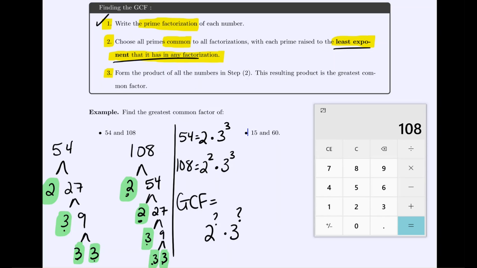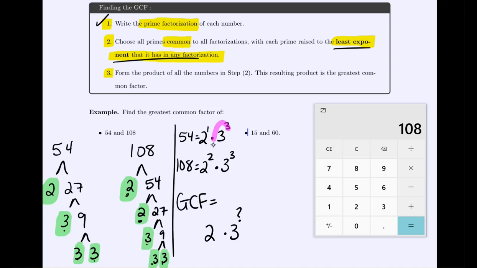Choose the least exponent that it has in any factorization. So let's look at the exponents that appear on the 2's. Here there's no exponent written, and when there's no exponent written, that means there's an implied 1. So remember, no exponent written is an implied 1. Compare that to the other exponent on the 2. Which one is the least? That would be to the first power. So in this case, you could either write that it's to the first power, or if you want, you could just leave an implied 1 by not writing anything at all. Both of those are correct.